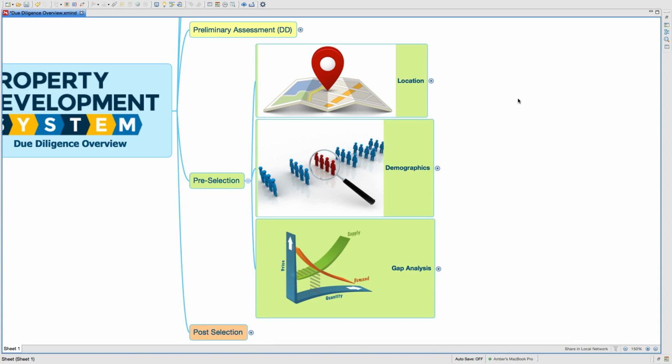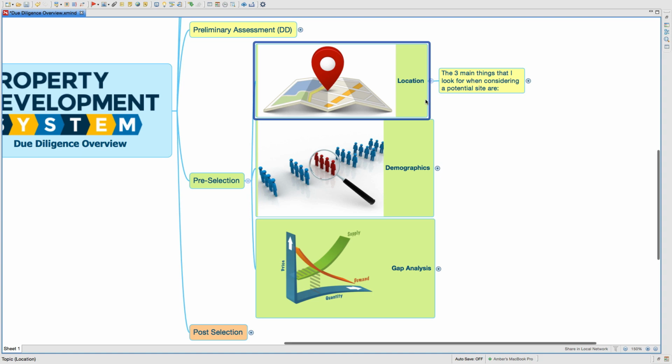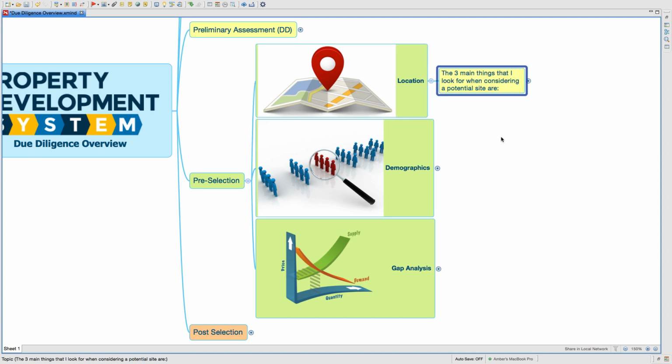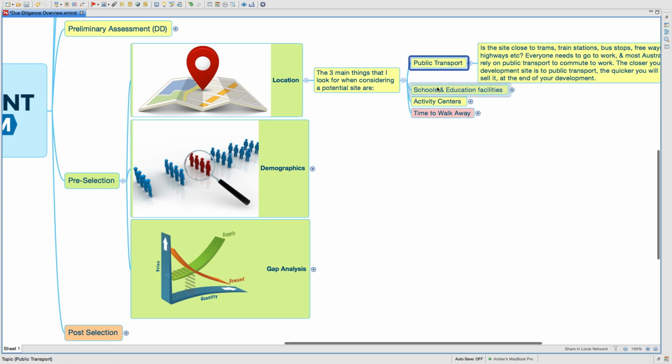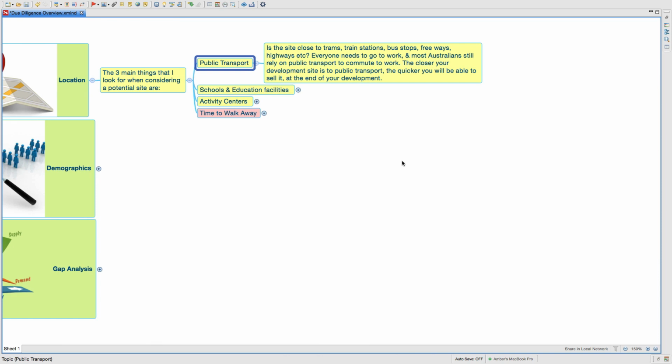When you're conducting your due diligence, there are two different phases: first is pre-selection, and the next one is post-selection. In the pre-selection phase, these are the three main things that you want to look at. The first one is location. The three main things that I look at when considering a potential site are: number one, public transport. Is the site close to trams, train stations, bus stops, freeways, highways, etc.?